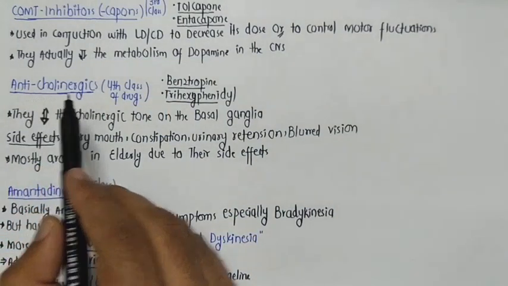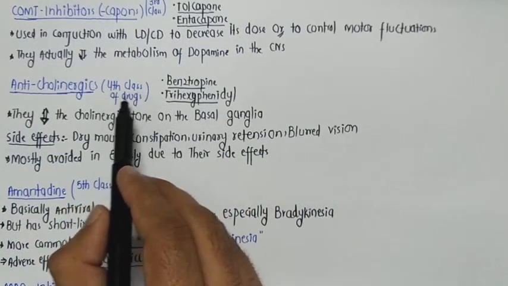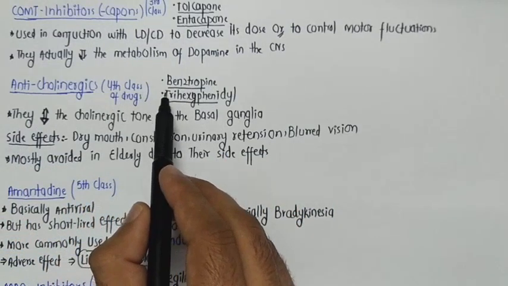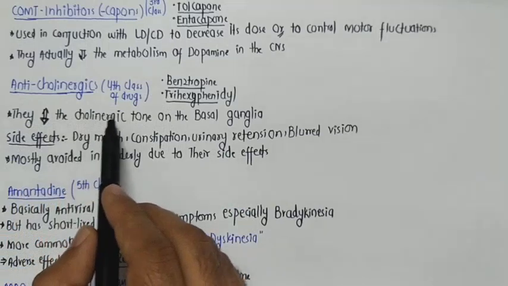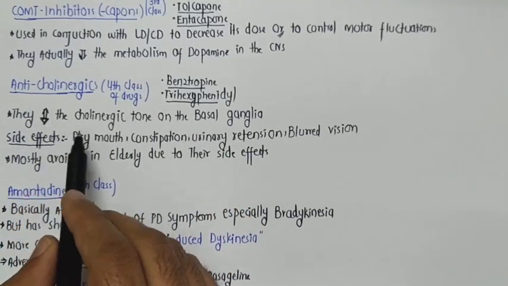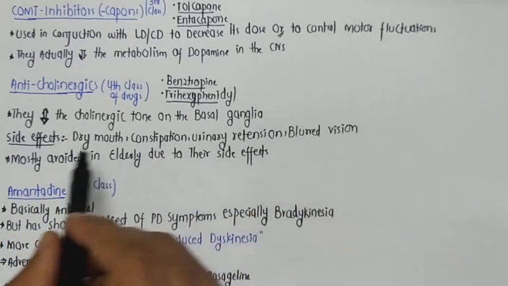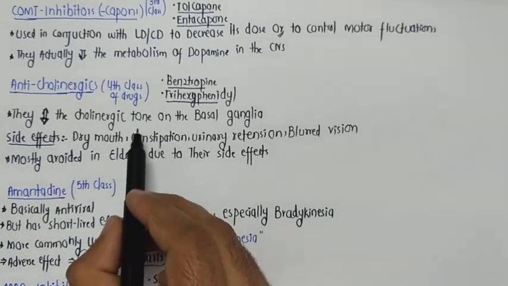The anticholinergics, benztropine and trihexyphenidyl, constitute the fourth class of drugs used in Parkinson's disease. They decrease the cholinergic tone on the basal ganglia, but they are notorious for their side effects like dry mouth, constipation, urinary retention, and blurred vision. So they are mostly avoided in the elderly due to their side effects.